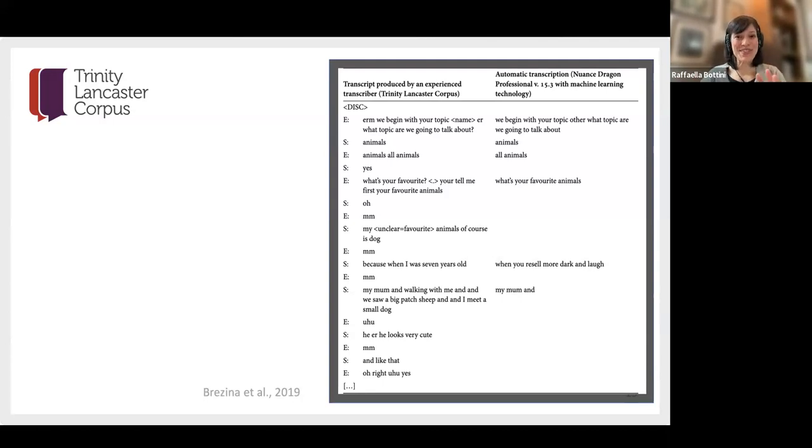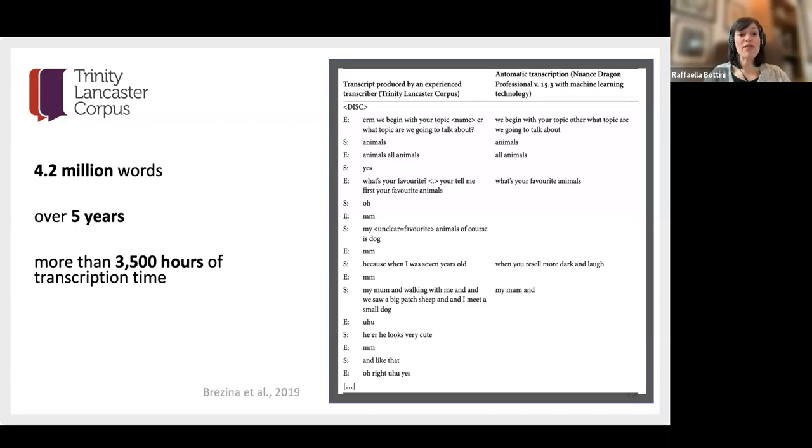And it's not just all those really important features that we listed, all those fillers and discourse markers and repetitions and pauses, but also strings of words, content words. And so we basically can't rely just on automatic transcription. And to give you an idea of the time and the effort involved in producing a corpus, if we think about the Trinity Lancaster corpus, again, we have 4.2 million words. It required over 5 years to develop it at Lancaster University. It involved more than 3,500 hours of transcription time and many more hours of quality checking and data processing. So it is a very difficult task.